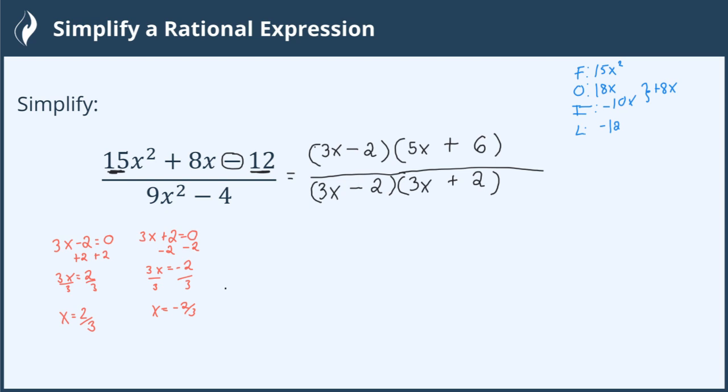Now I'll go ahead and cancel. On the top and bottom, I need exactly the same terms. 3x minus 2, 3x minus 2 are the same, which leaves me with (5x plus 6) over (3x plus 2), and the condition that x cannot be equal to 2/3 and x cannot be equal to negative 2/3.